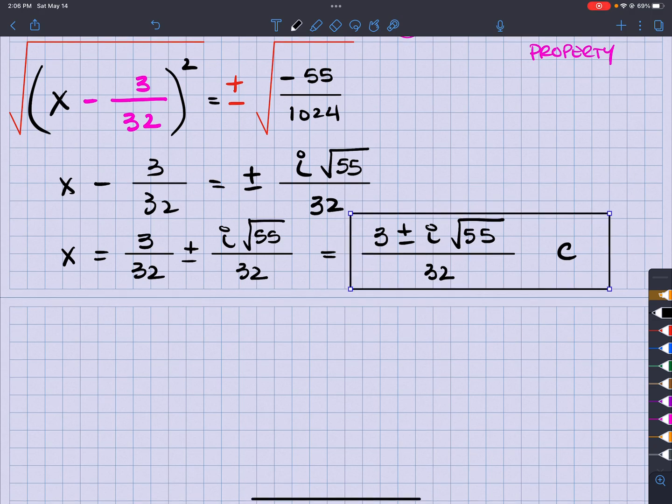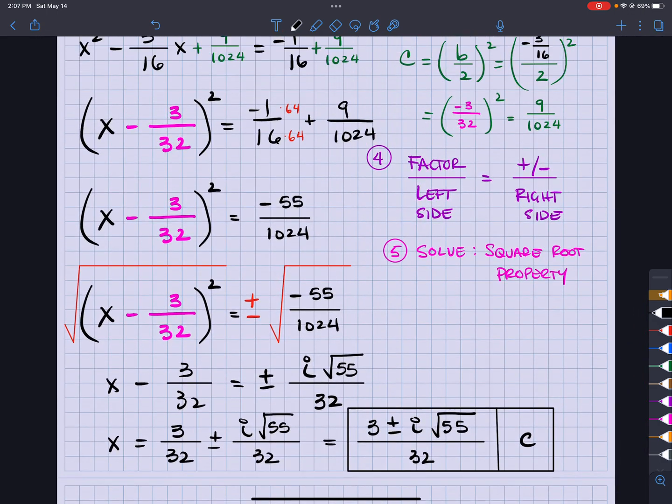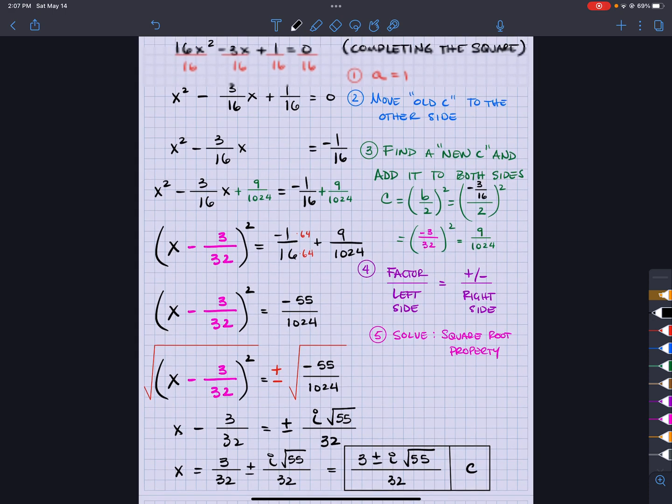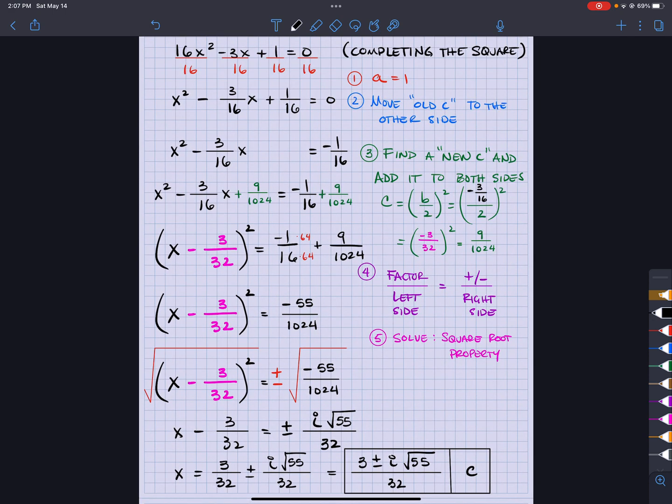And there we go. Well, hopefully that answers your question. It does seem like the completing the squares is a long ways to go, but it is one of my favorite ways.